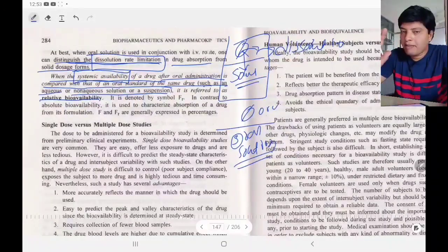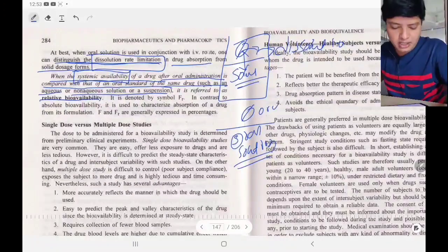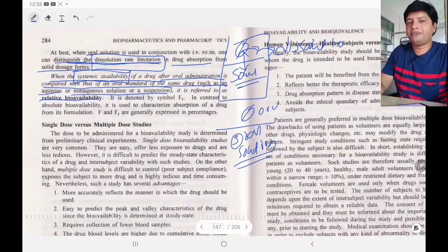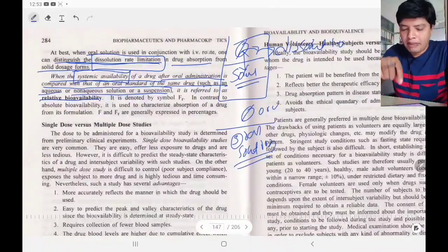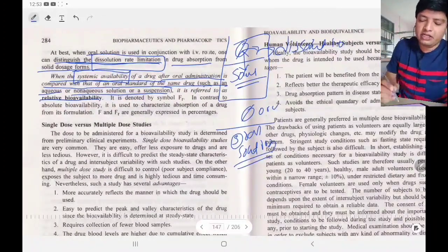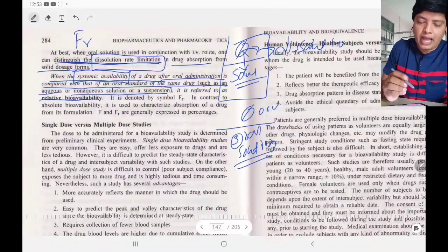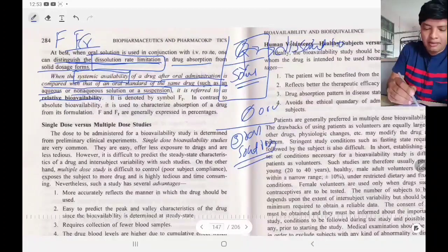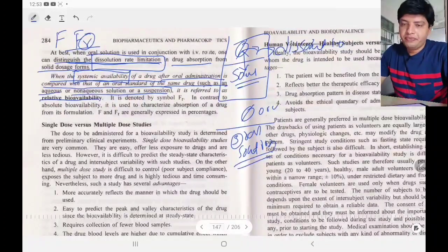So relative means, remember, same drug, solid versus oral standard solution, that is aqueous or non-aqueous, or you can say suspension also. Remember, GPAT question, they can give suspension also as an oral standard. In such a case, we call it relative bioavailability. It is denoted as FR. Absolute bioavailability is just F. This one is FR. This R means relative bioavailability.